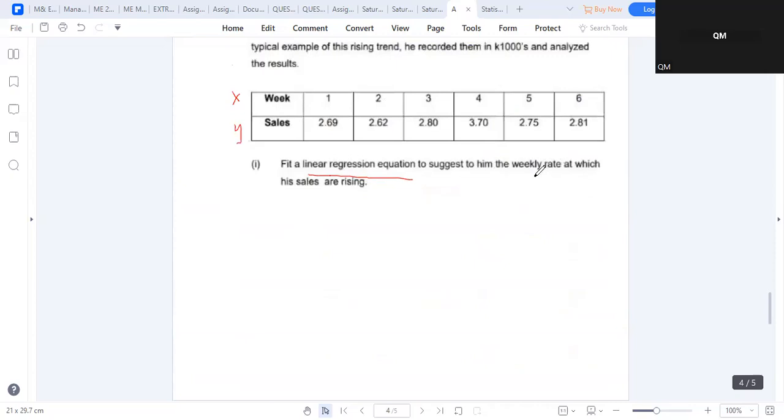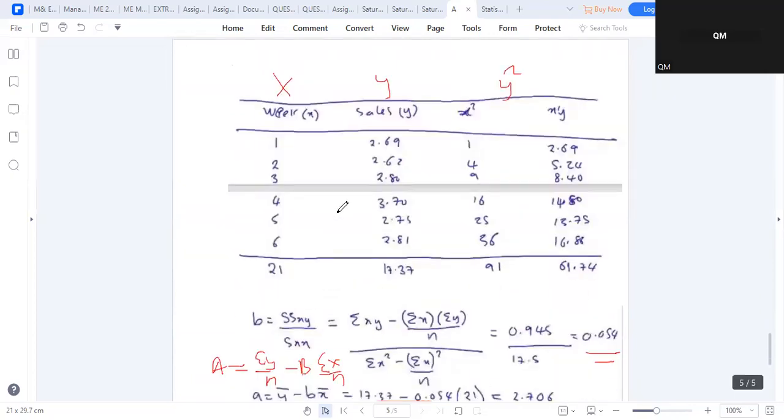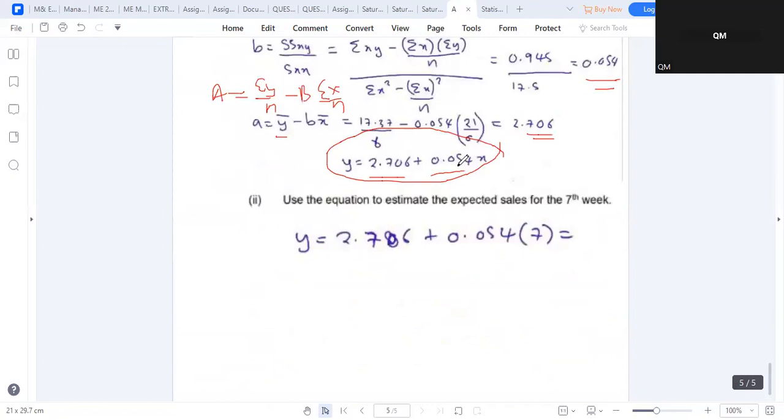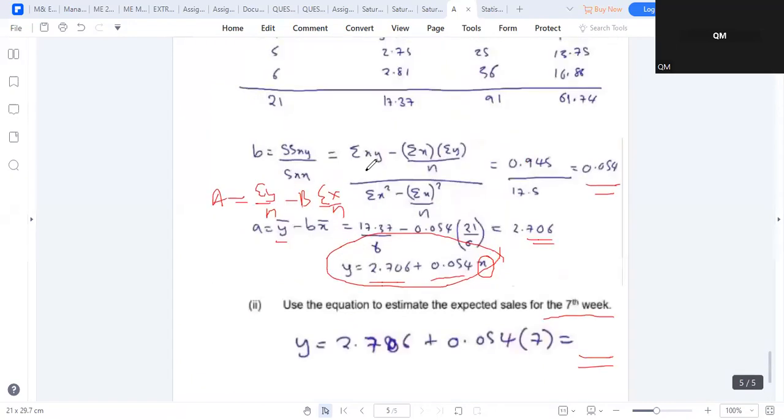So suggest to him the rate at which the sales are rising. These sales are rising at a rate of 0.054. Then they'll ask you to use this equation to estimate the sales for the 7th week. So this is the number of weeks. Just put a 7 there, and when you substitute you get your answer. So this is how the regression is supposed to be done.